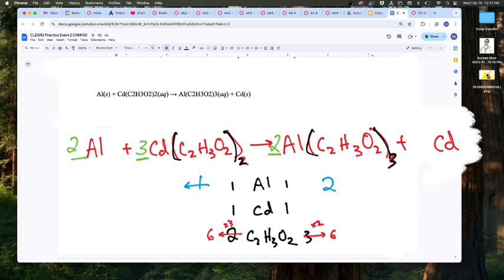Check the cadmium. How many cadmiums on the left? 3. How many cadmiums on the right? 1. Doesn't balance. What's the lowest common multiple between 3 and 1? 3. So I change the coefficient in front of the cadmium to 3. I check the acetates. How many acetates on the left? 6. Acetates on the right, 6. Is it balanced now? Hooray! And we now have a proper equation that has everything balanced out. Kinda, sorta? We feel a little better?